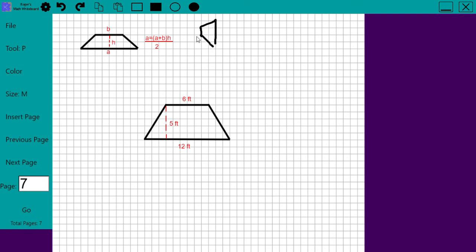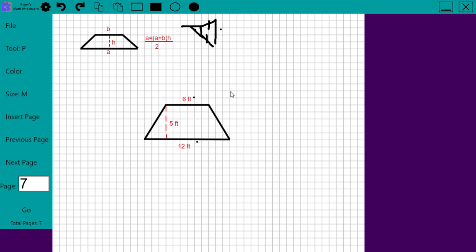So this is our trapezoid, and this is our a and b side right here. It's always going to be your parallel sides, your a and b sides. It will never be the sides here that would eventually intersect. So for our practical example, we have 12 feet for side a and 6 feet for side b.